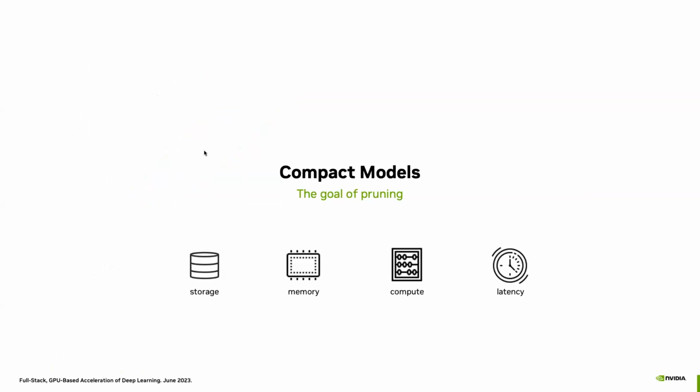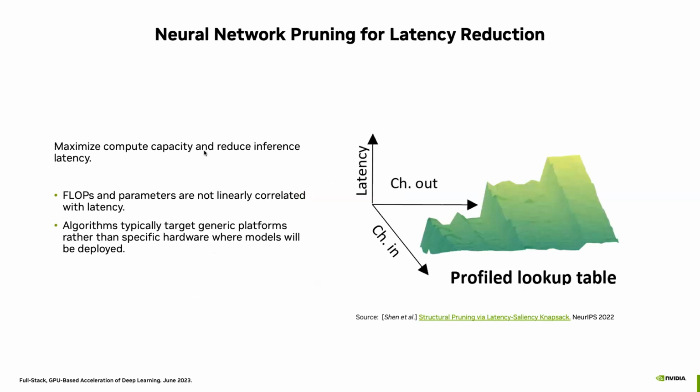But think about the particular case where we have a real-time system with hardware limitations. We may want to focus more on the latency itself, assuming that there is enough memory in our system. In this case, we would like to maximize the compute capacity and reduce the inference time as much as we can. To study this problem, we first analyze how the latency of a layer would change if we change its input and output channel numbers.